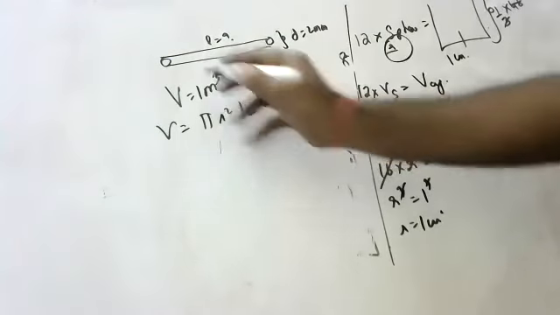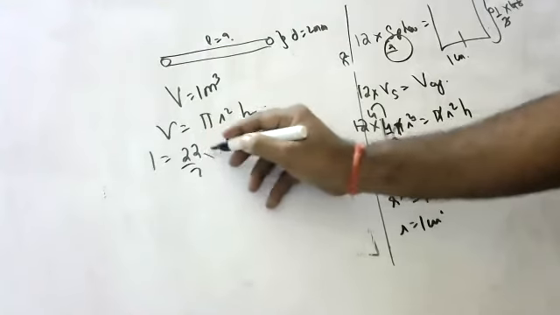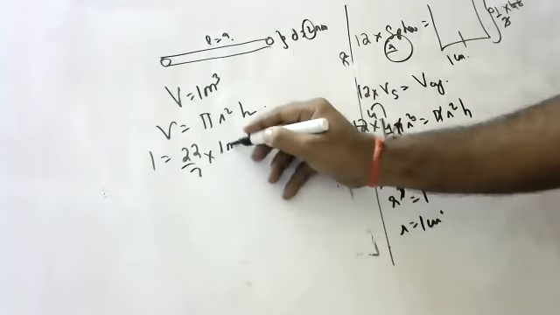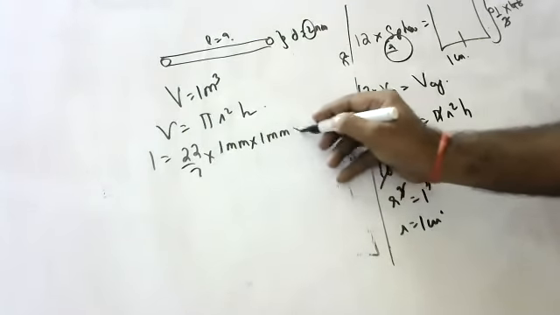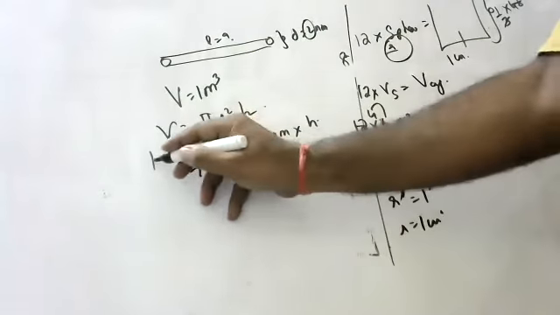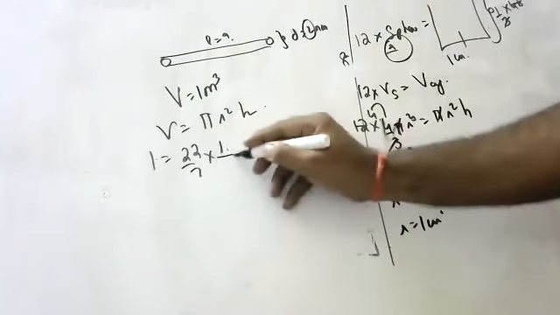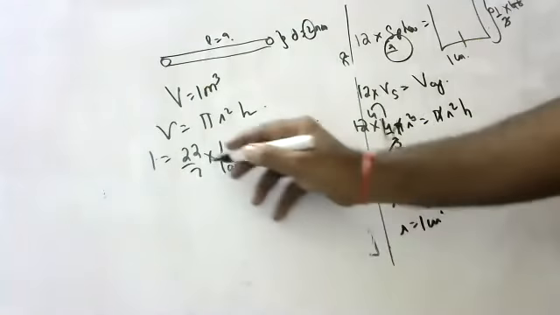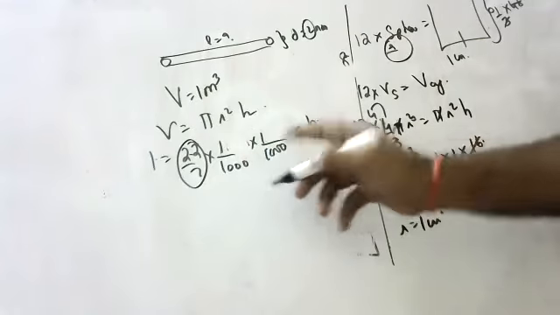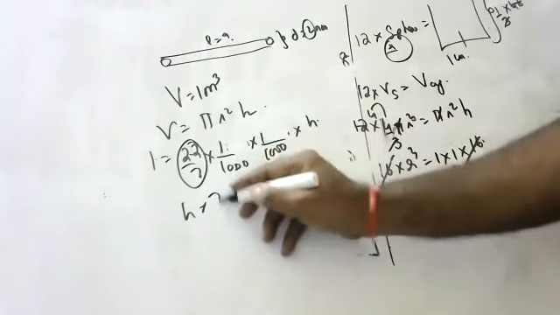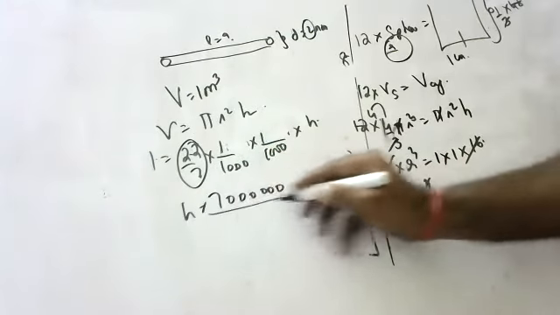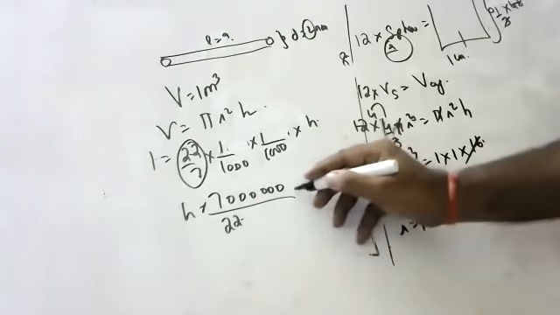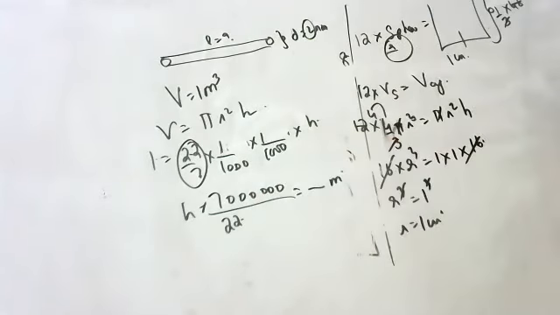Pi r square h. So 1 is equal to 22 by 7 into radius, 1 by 2, into 1 mm into h. But this is in meters and this is in mm. Convert mm to meters by dividing by 1000. So h is equal to 7 times this whole thing, which goes up 1, 2, 3, 4, 5, 6, by 22. Whatever it is, that many meters is the length of the wire.